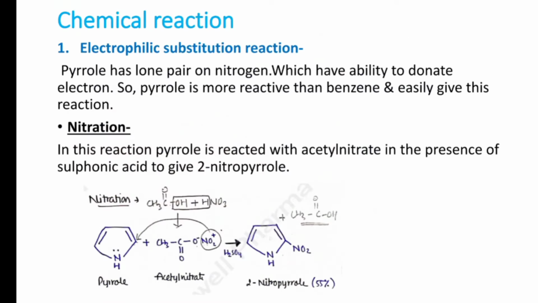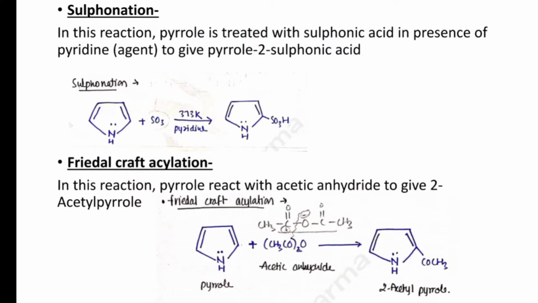So let me discuss the chemical reactions. First is the electrophilic substitution reaction. Pyrrole has a lone pair on nitrogen, which has the ability to donate electrons. So pyrrole is more reactive than benzene and it easily gives this reaction. The first one is nitration. In this reaction, pyrrole reacts with acetyl nitrate in the presence of sulphonic acid to give the product, that is 2-nitropyrrole.